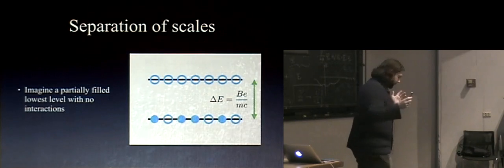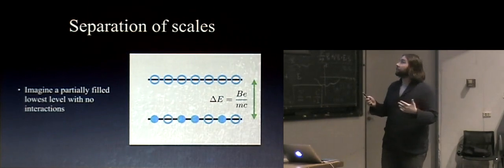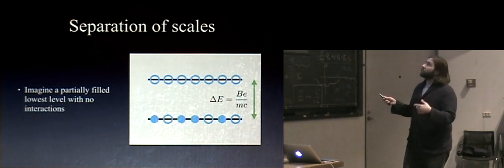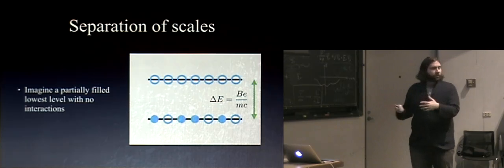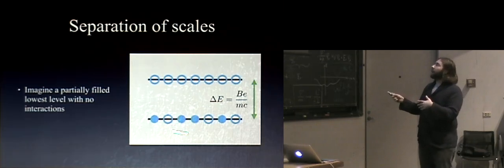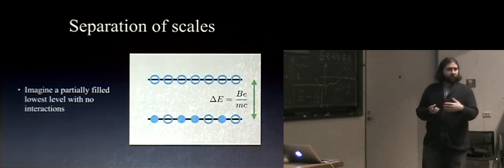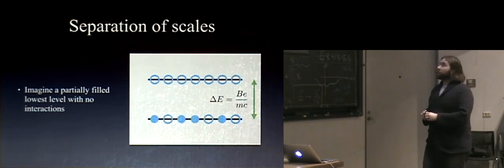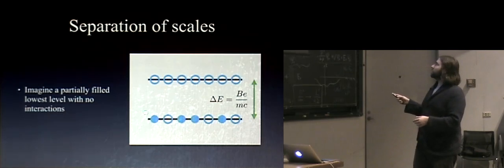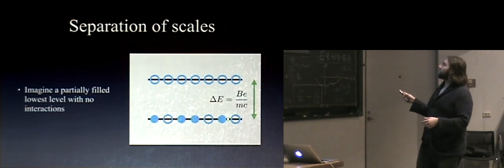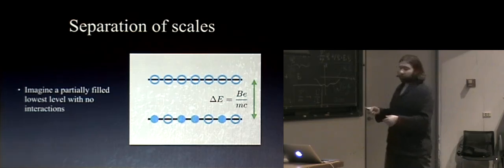So we have to take some sort of separation of scales. Okay, so imagine I have some, let's say, partially filled level with no interactions. It's partially filled because we know that the 1/3 state has enough electrons to only partially fill this lowest energy band. So if I have this with no electrons, well then it's just going to be some boring thing where I have some superpositions of electrons occupied in this lowest band and no electrons in this higher band.